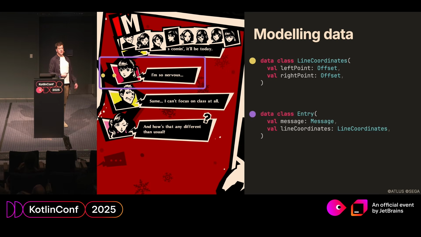We can put all of this together in an entry type. So that has the message we were talking about and those line coordinates. So you can think of the entry as being like the total collection of everything we need when it comes time to render.